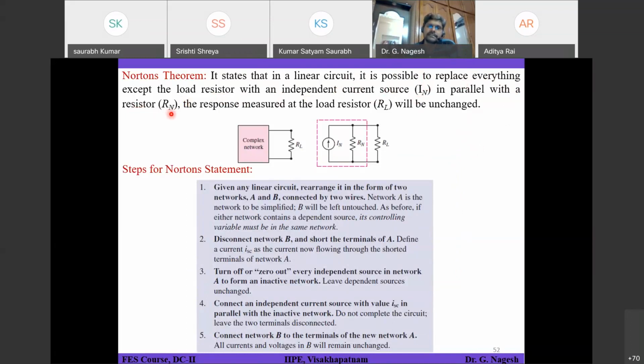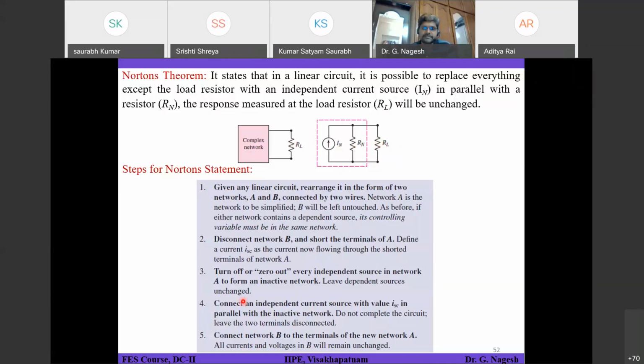The method to find Rn is the same as the method to find RTH. Nothing is going to vary. Since it is Norton's theorem, we denote it with Rn, but the method of calculating Rn is the same as RTH. The response measured by the load resistance will remain unchanged. That means if you convert this complex network into this format, with an independent current source in parallel with Rn, Norton's resistance, the result remains the same.